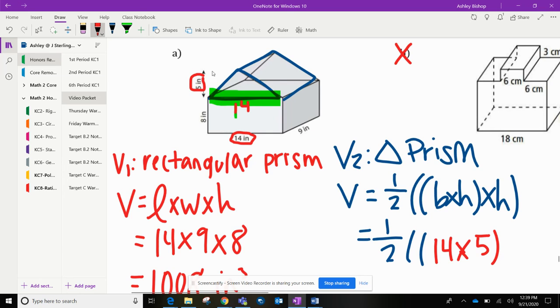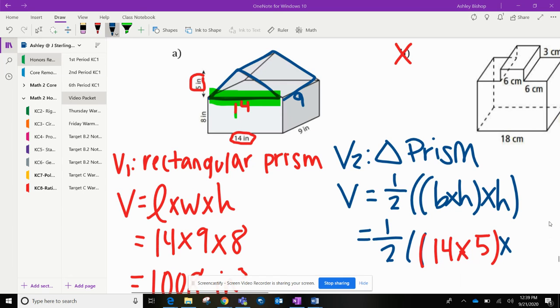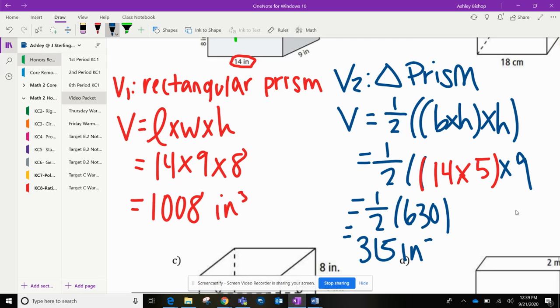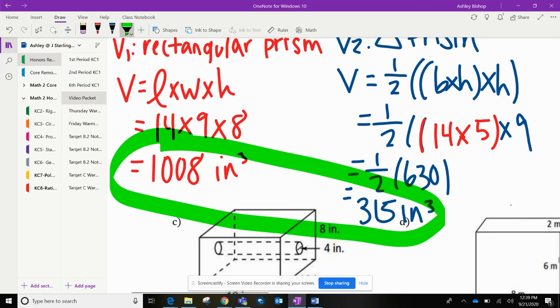And then I need to multiply that by the height of the figure. And this figure is kind of on its side, and so this figure is going to have a height of 9. So the missing number here will be 9. And then I'm going to have 1/2 of 630, which will put me at 315 inches cubed. And then for your answer, you need to add those two numbers together to get your answer. And you can check my answer key for what that is.